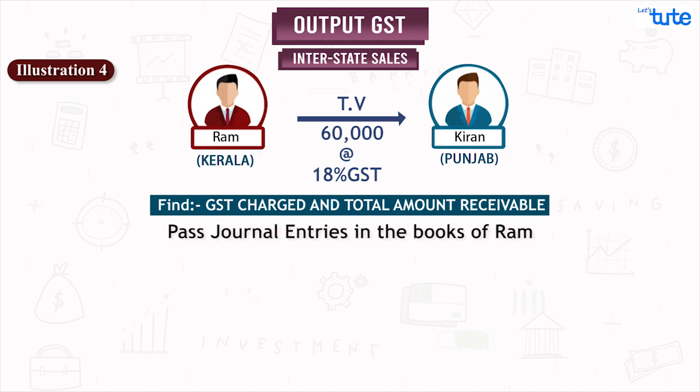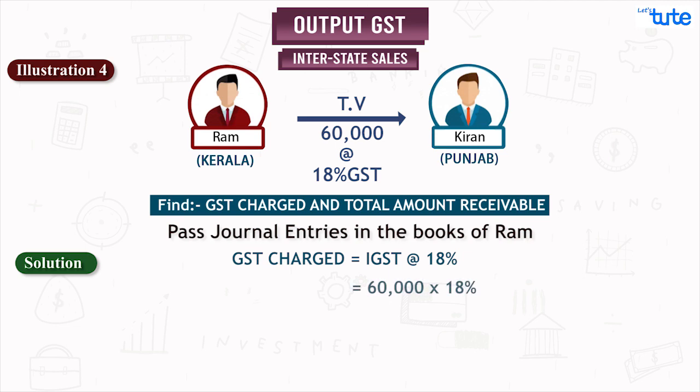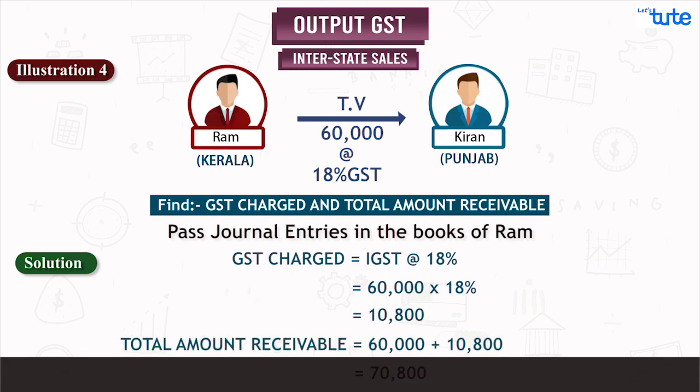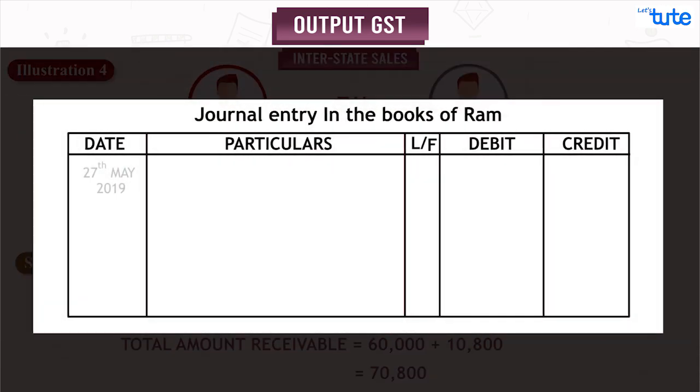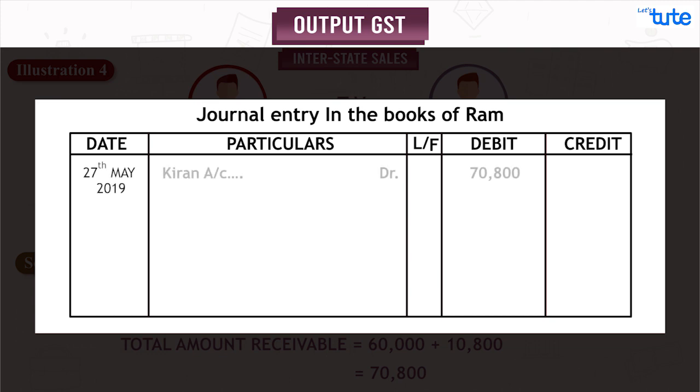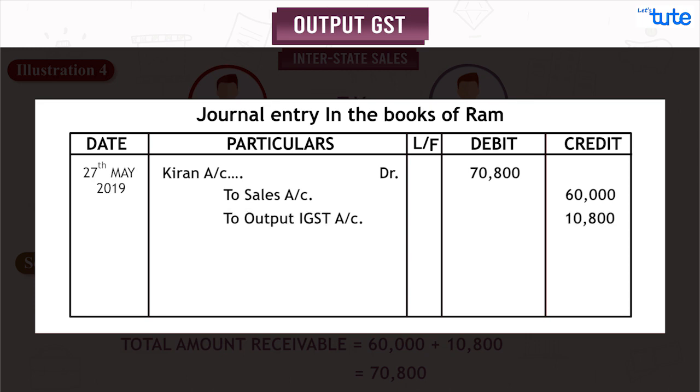Here, instead of CGST and SGST, IGST will be applicable since it is an interstate transaction, which will be 60,000 into 18%, that is 10,800, and the entry would be in the books of Ram, 27th May 2019. Kiran account debit 70,800, to sales account 60,000, to output IGST account 10,800, being sales of TV at 18% GST.